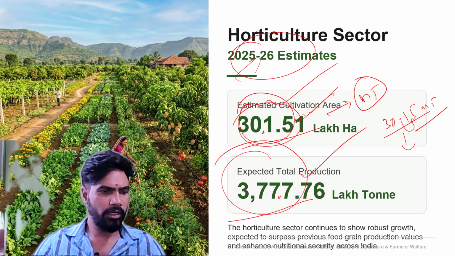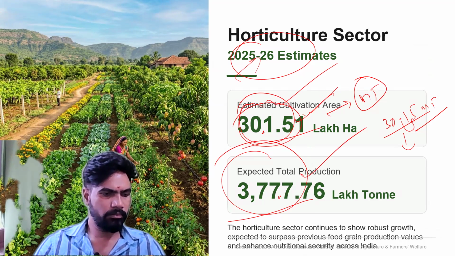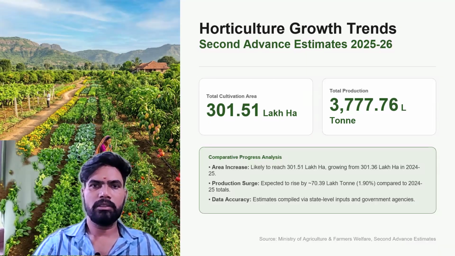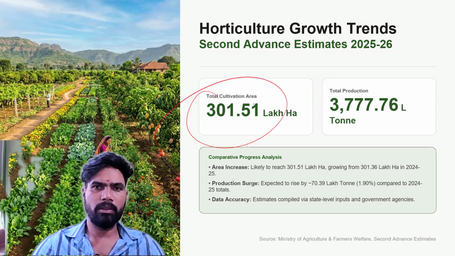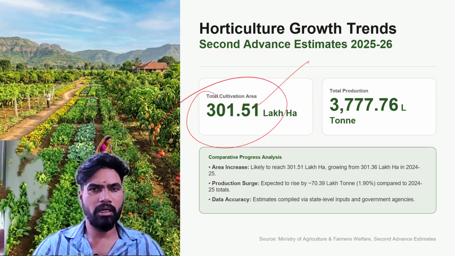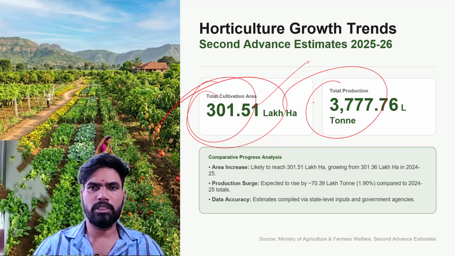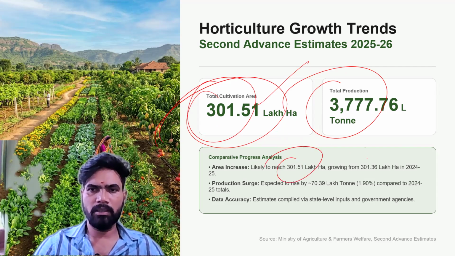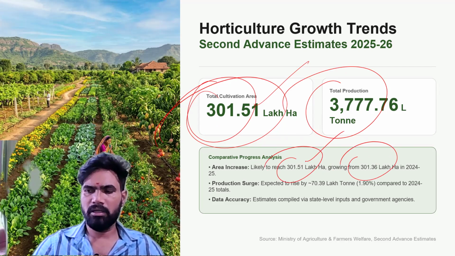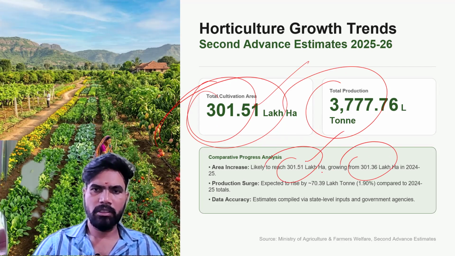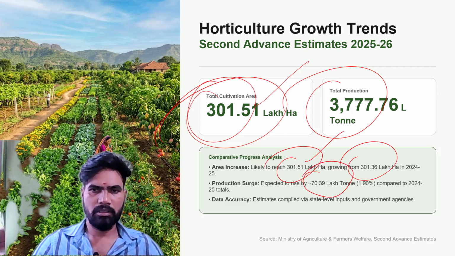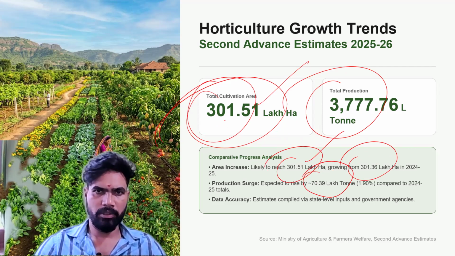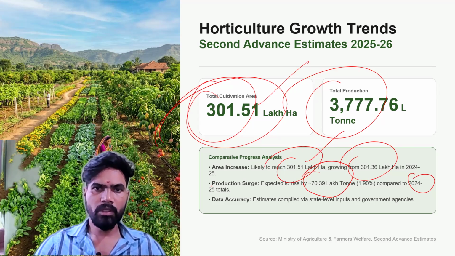Some more important information is there. The same data: total area under cultivation is 301 lakh hectares. Total production is 3,777 lakh tons. There is some increase. Previous year it was 301.36; this year it has become 301.51 lakh hectares. Some increase is there. Production has also increased by approximately 70.39 lakh tons compared to the previous year data, that is of 2024-25.